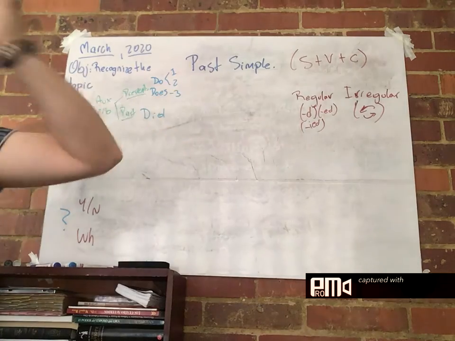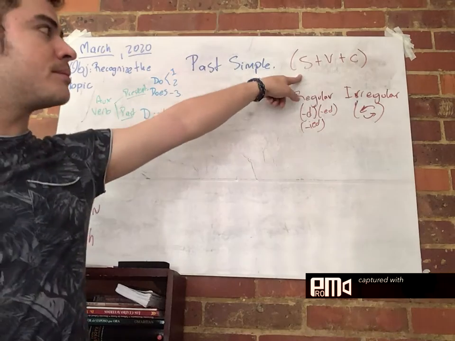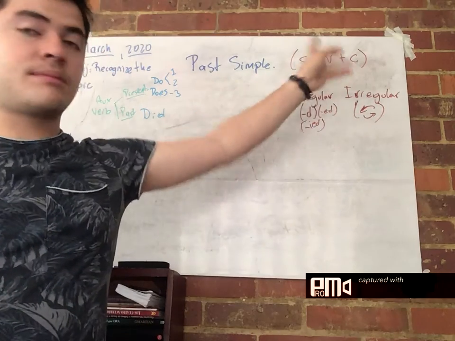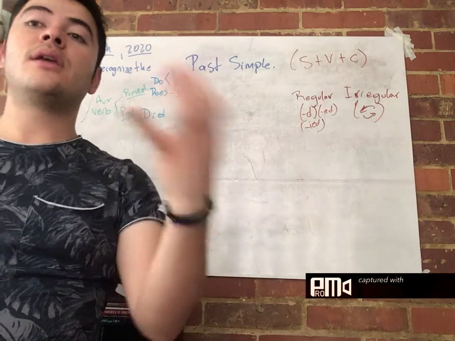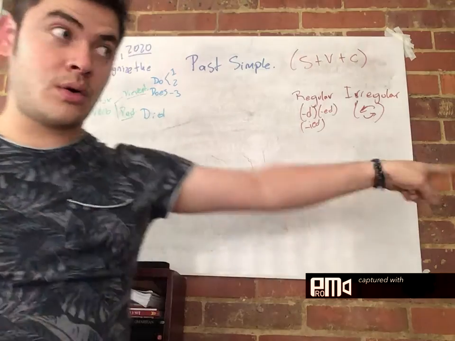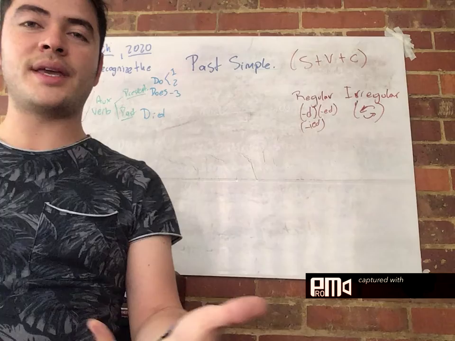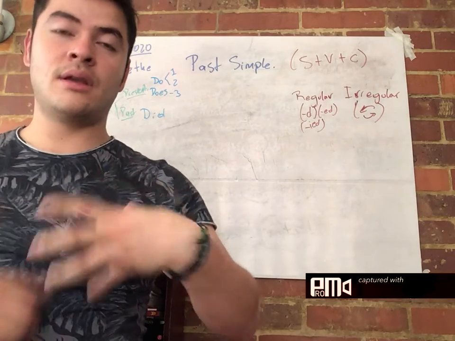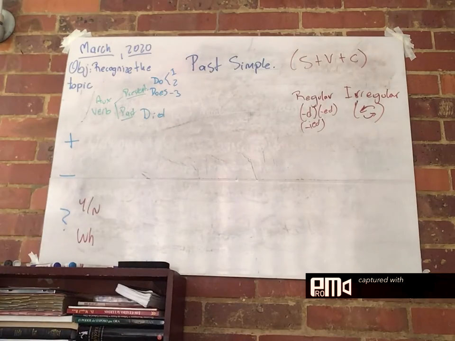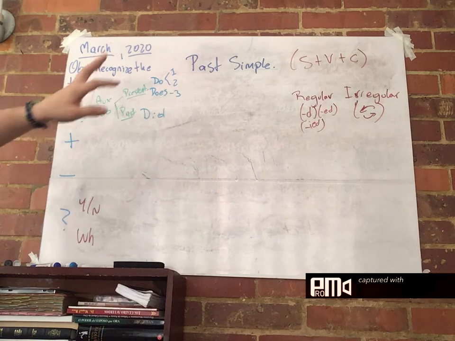It's going to be about our structure. It's going to be the subject plus the verb plus the complement. Remember, in the subject we have the first person, which is I, the second person, which is you, we, and they. And the third person is he, for men, she for women, and it for objects or something that is not a person.